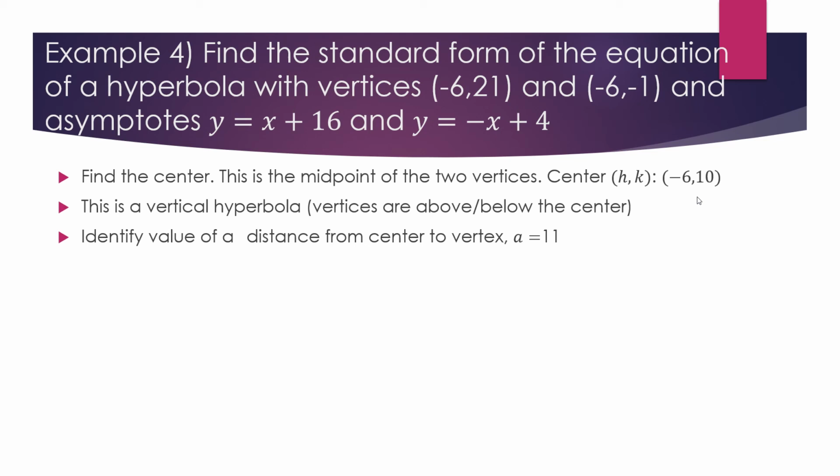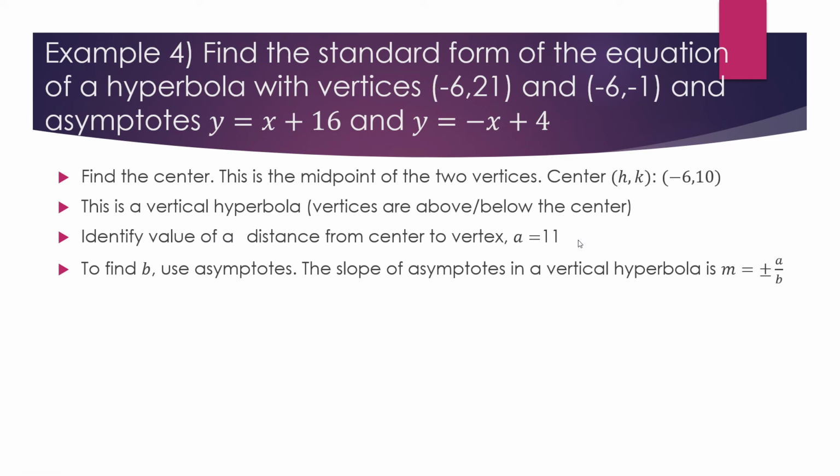This is a vertical hyperbola because our vertices are above and below our center. We don't know our foci, so we can't find c, but we can find a, the distance from the center to the vertex. From (-6, 10) to (-6, 21) is 11 spaces. To find b, we get to use our asymptotes. Okay? In a vertical hyperbola, the slope is positive and negative a over b. So our slope in our first asymptote is +1, and our second one is -1.